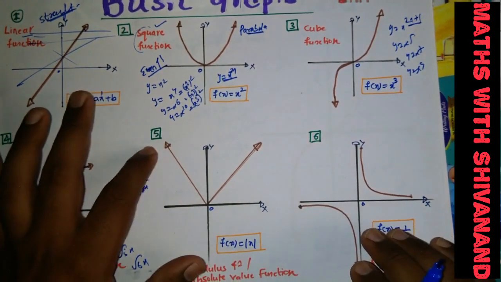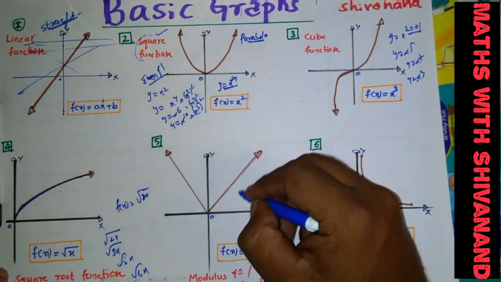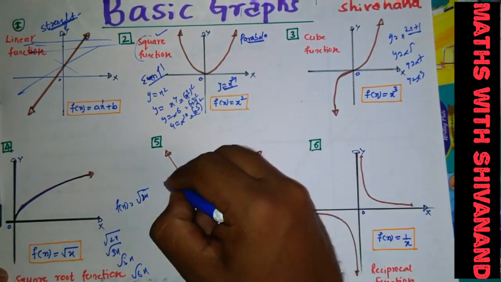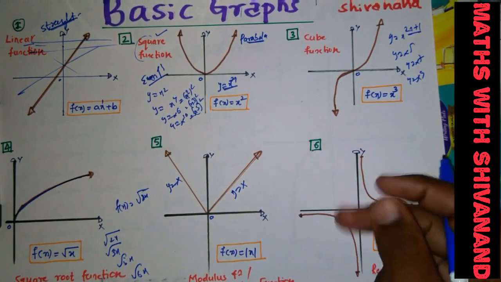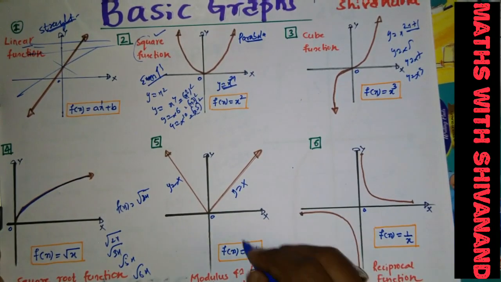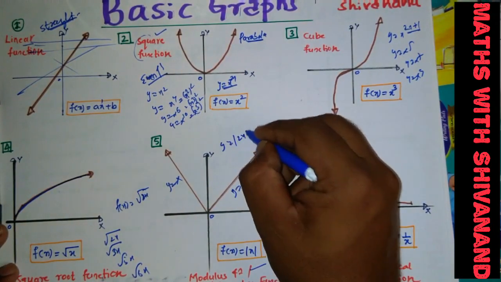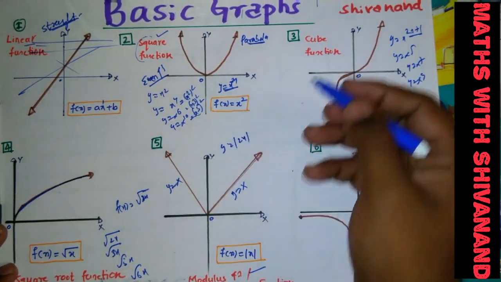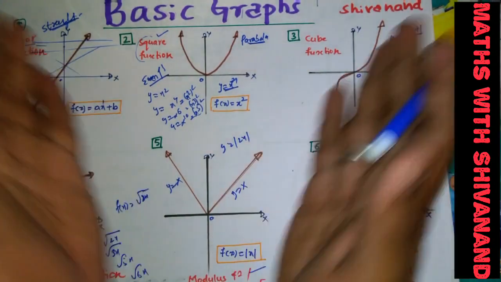Now graph number 5, the V-shape curve. One line is y equal to x, the other is y equal to minus x. It has two straight lines intersecting at one point. This kind of graph we call the absolute value function, or modulus function. It may be y equal to mod 2x or mod 3x or mod 5x, mod 6x. Any mod function is always of the V-shape category.